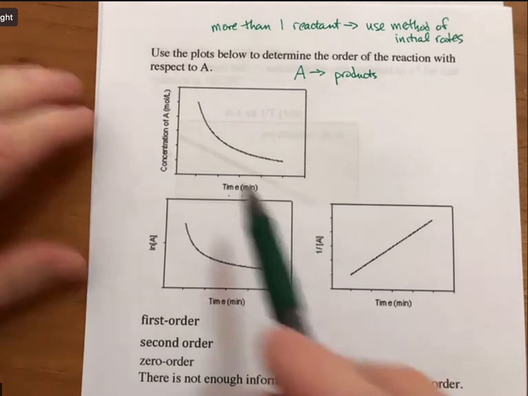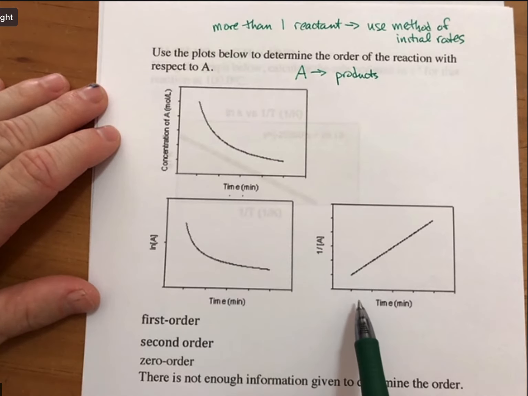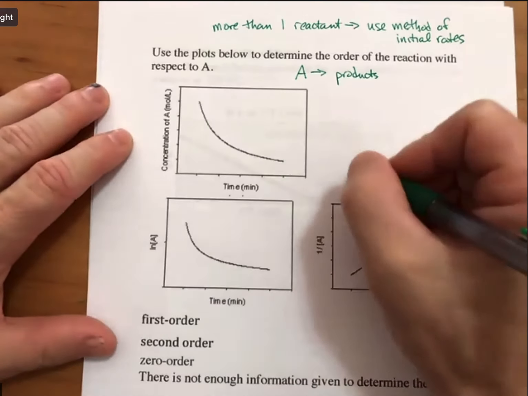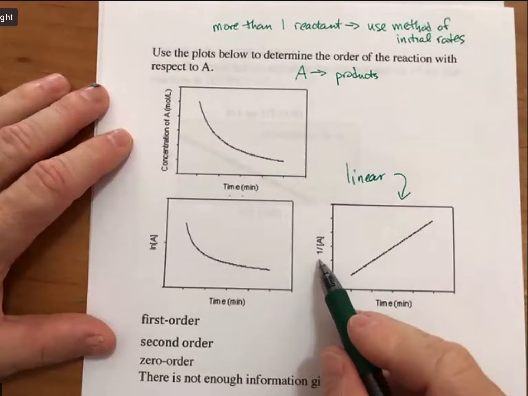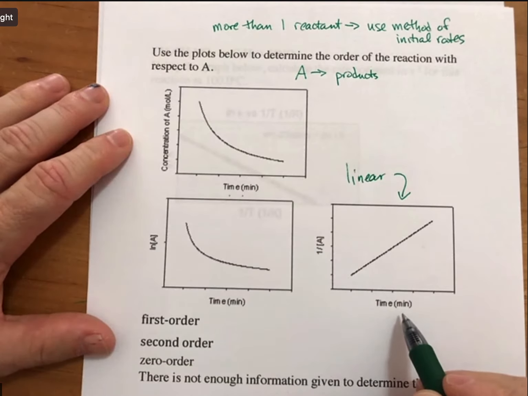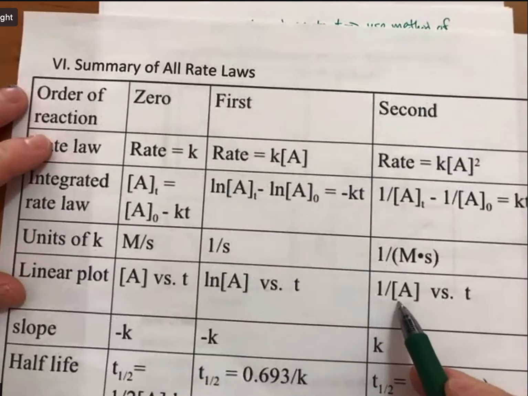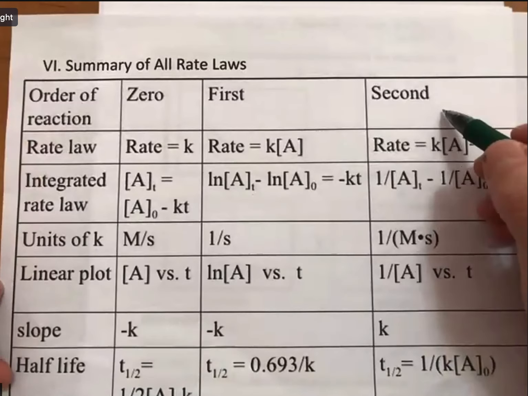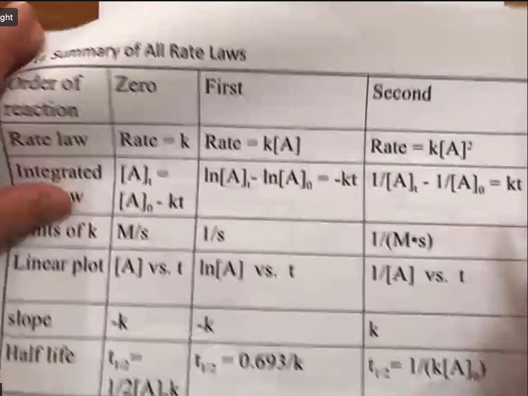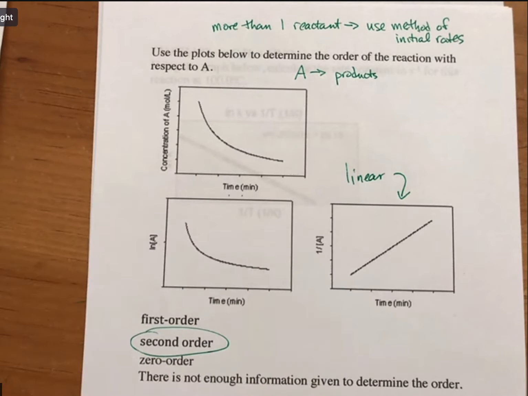I see that I've got 3 plots here, and that one of them is linear. Since it's 1 over concentration versus time, and my summary of all rate laws says 1 over concentration versus time is the linear plot if it's 2nd order, that means my answer is 2nd order for this question.